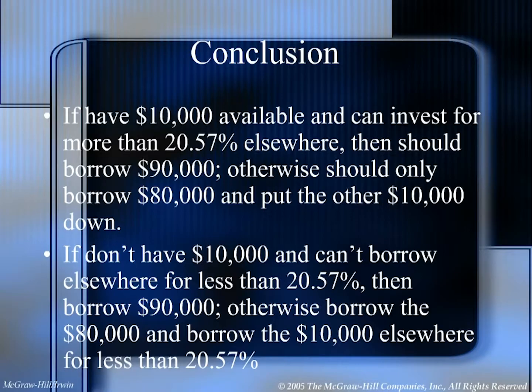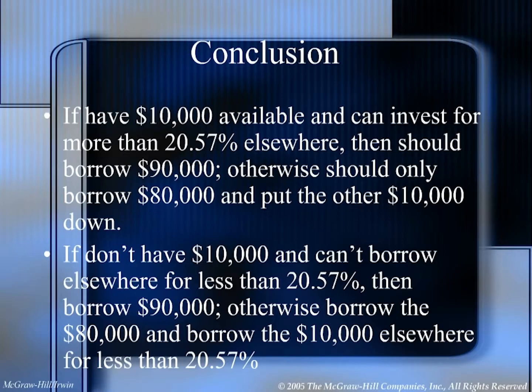Okay, if you don't have the $10,000, and you can't borrow it anywhere else for less than 20.6%, then you need to borrow the $90,000. Otherwise, you should borrow the $80,000 and then borrow the $10,000 somewhere else where you could get it for less than 20.57%. So what we're going to find is that this idea of the second mortgage has to be at a competitive rate. If we can find out what the incremental cost of borrowing is, the second should be at about that amount.